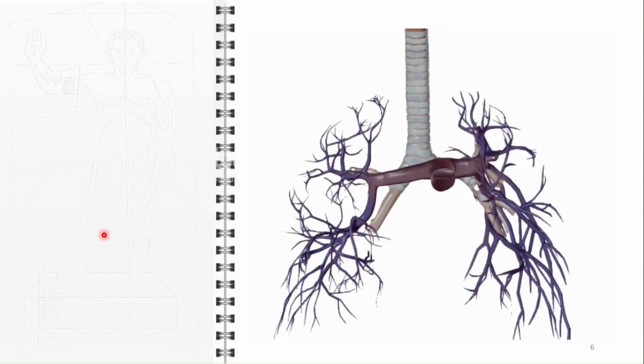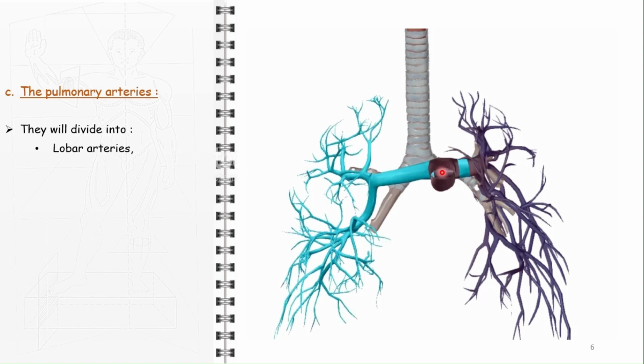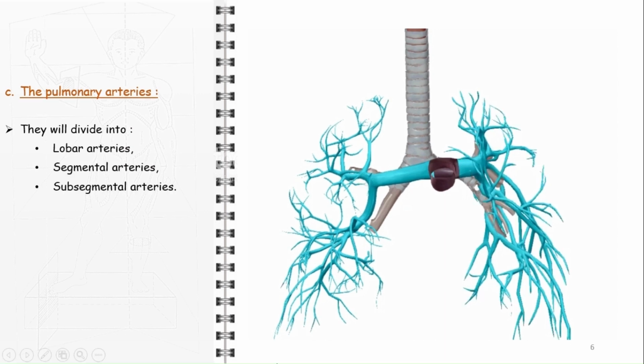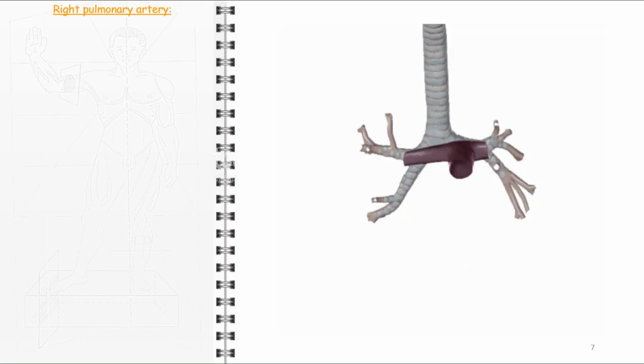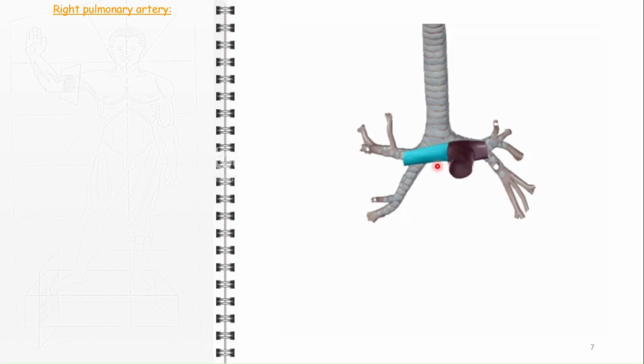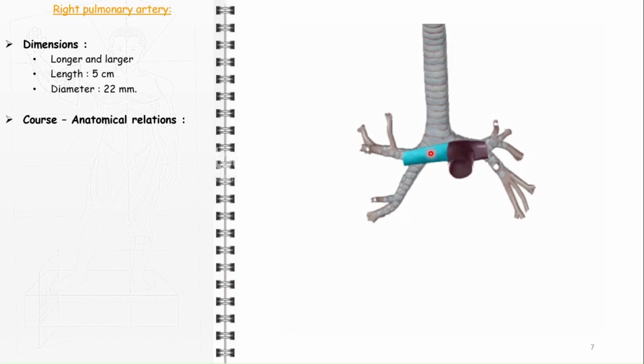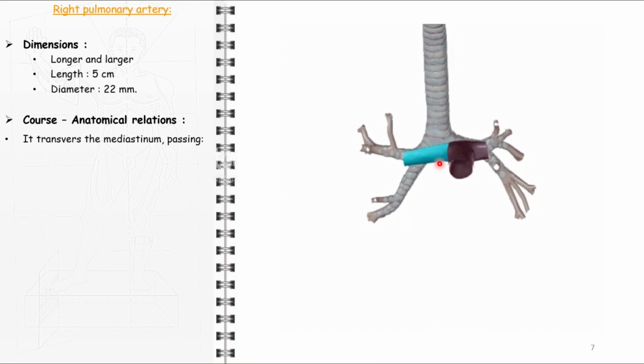The right and left pulmonary arteries, originating from the bifurcation of the pulmonary trunk, will divide into lobar arteries, segmental arteries, and subsegmental arteries. Let's talk now about the right pulmonary artery. The right pulmonary artery is longer and larger, measuring 5 centimeters in length and 22 millimeters in diameter. It traverses the mediastinum, passing next to its different structures.